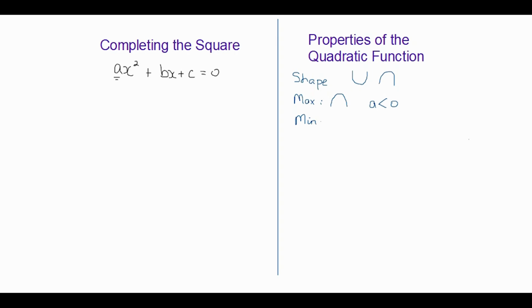Now, when we talk about a minimum curve, you'd be able to recall as well. The minimum curve is our U-shaped curve. And in this case, it's the opposite of what we would observe for the maximum curve. In the case of a minimum curve, our value of a is greater than 0. So if we have a coefficient of x squared that is greater than 0, then we have a minimum curve. So these are the two things that we would be interested in when we talk about the nature of the curve or the shape of the curve.